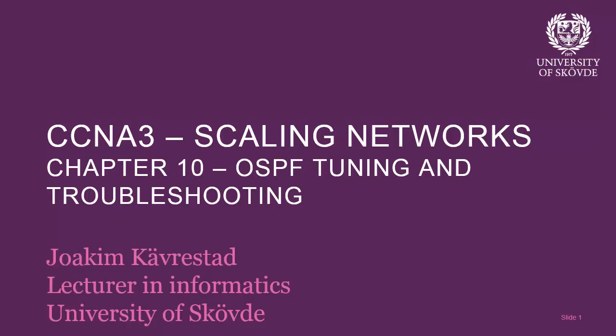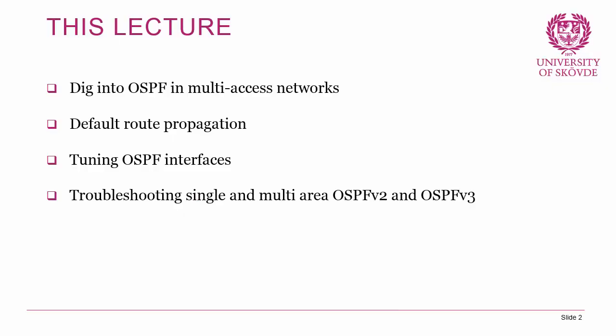And ending this CCNA3 lecture series, we're going to look at Chapter 10, OSPF Tuning and Troubleshooting. More exactly, we're going to dig into OSPF and multi-access networks, and look a little bit at how we can influence the election process of designated routers and backup designated routers, then we're going to look at default route propagation, tuning OSPF interfaces, and we're going to end with some troubleshooting of single and multi-area OSPFv2 and OSPFv3.